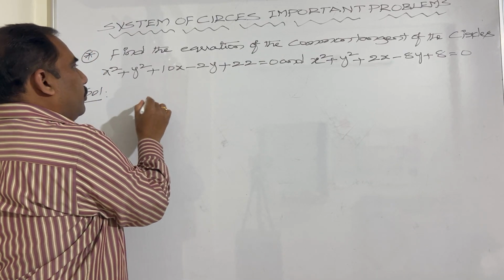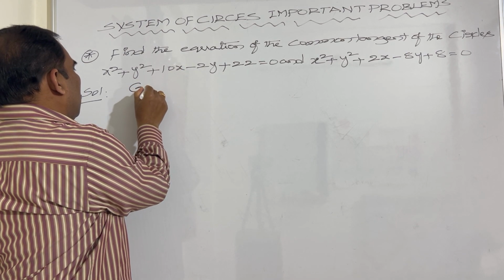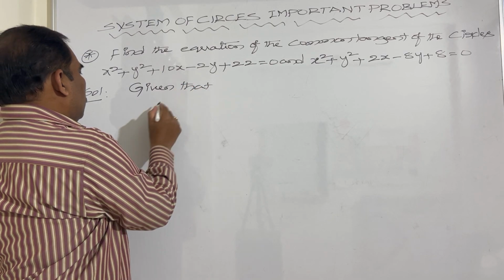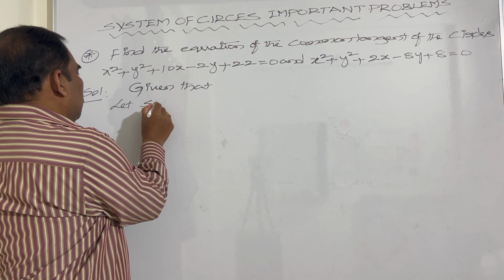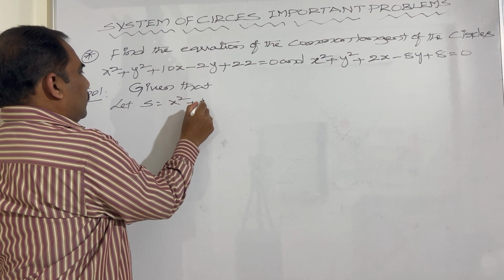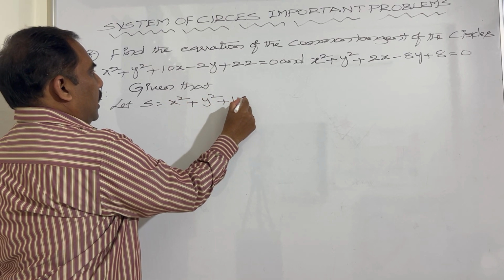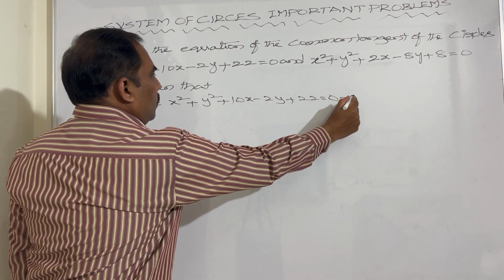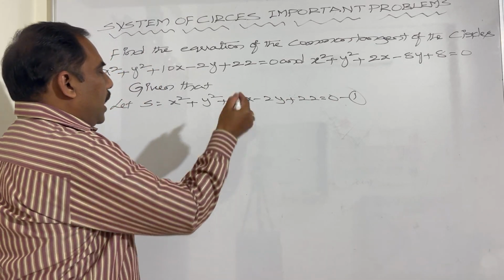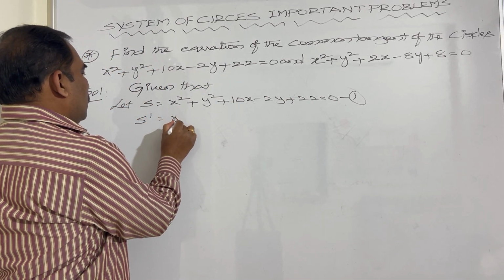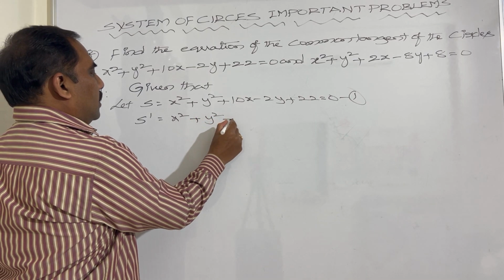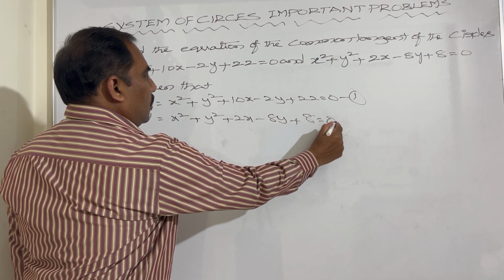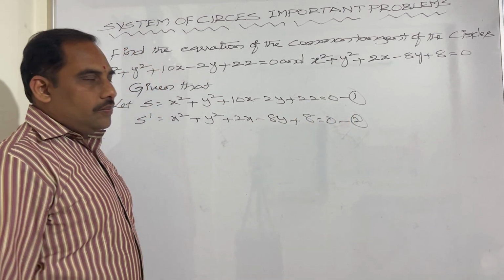Now, when the given circles are in the form of the general equation of the circle, let S equal the first circle, x squared plus y squared plus 10x minus 2y plus 22 equals 0. Call this equation 1. And S dash equals x squared plus y squared plus 2x minus 8y plus 8 equals 0, which is the second equation of the circle.